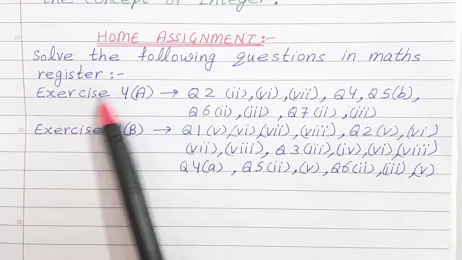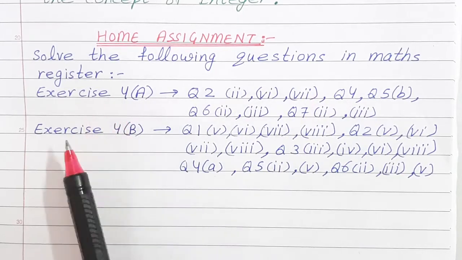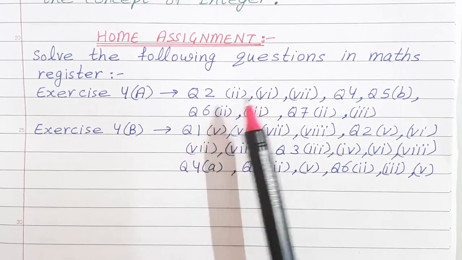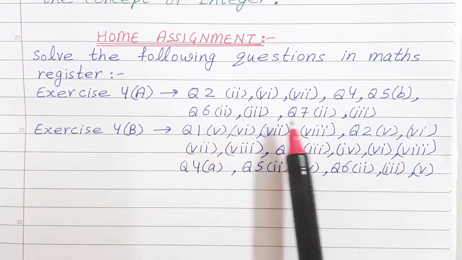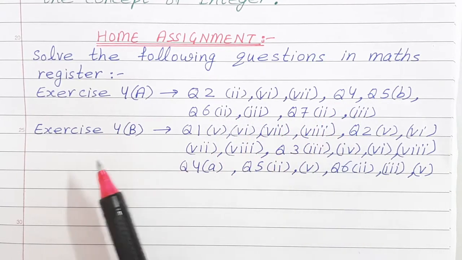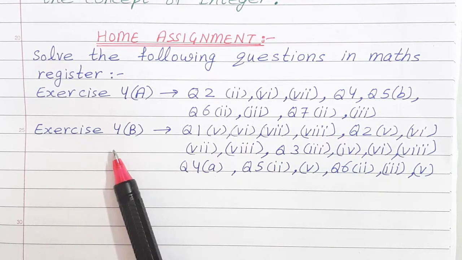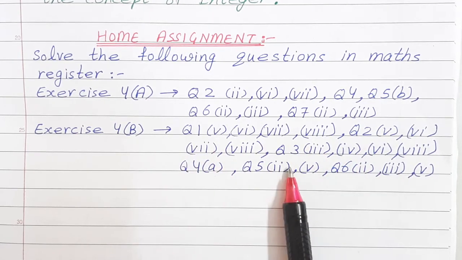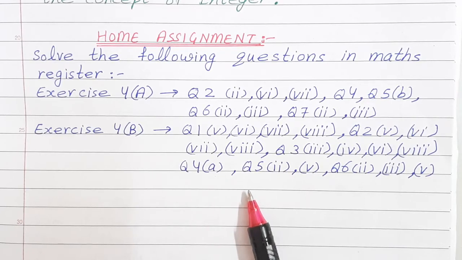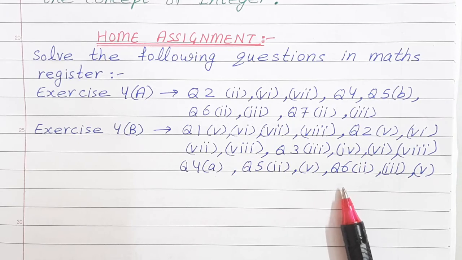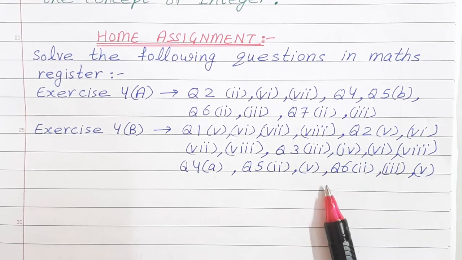Now children, solve the following questions in your Maths Register. Questions from exercise 4A are questions 2, 4, 5, 6 and 7. Do all the given parts in your Maths Register. And questions from exercise 4B are questions 1, 2, 3, 4, 5, 6. Do all the given parts in your Maths Register, right? And children, go through all the examples also. That is very, very important.